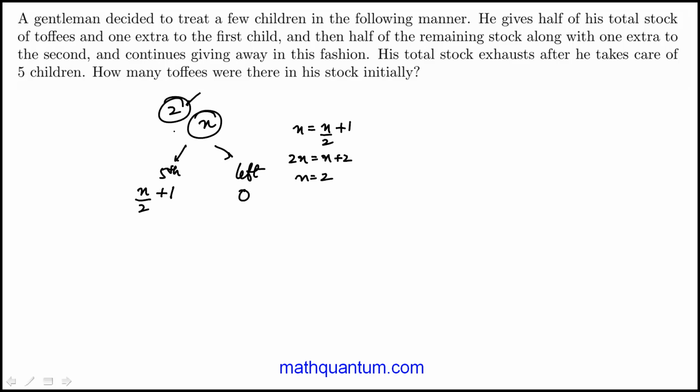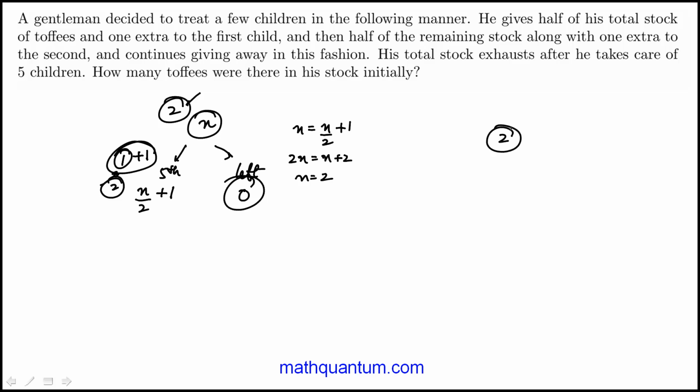If you're left with the 2, then half of that is 1, and then you give 1 extra. This child gets all 2 of those toffees, and then you're left with 0. So then we continue backward to figure out how much the fourth child would get.